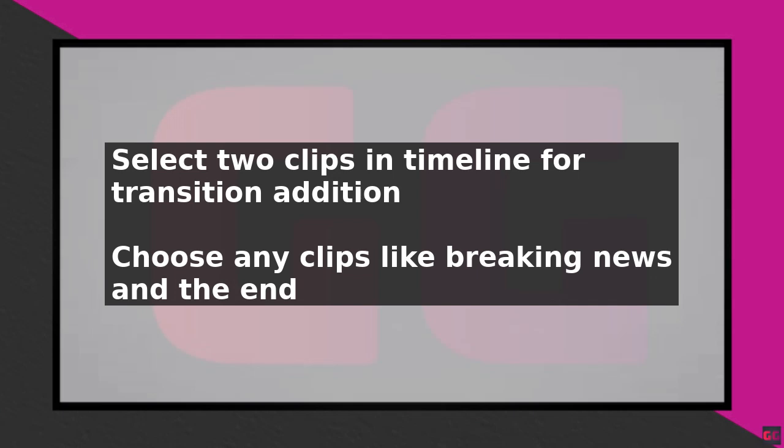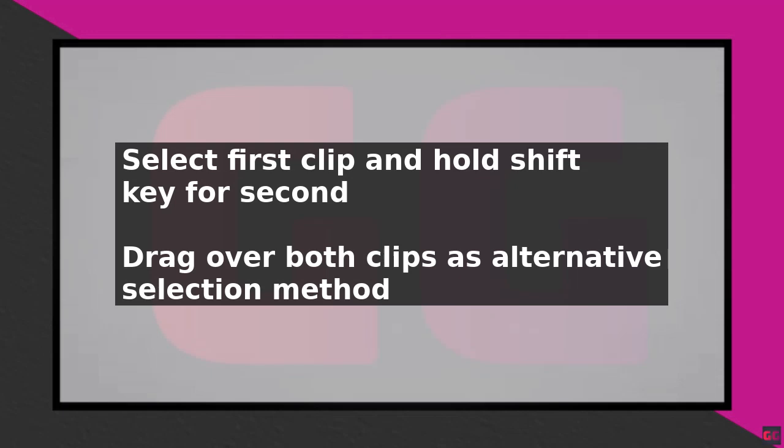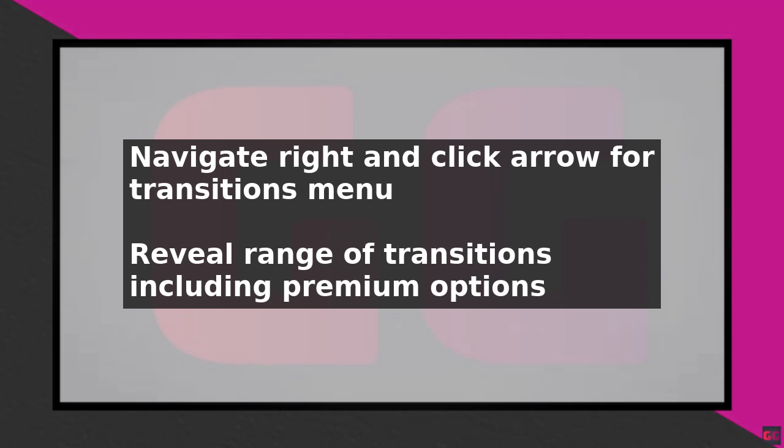Playing these clips back to back results in a rough transition, with the video simply jumping from one clip to the next. To add a transition, select the first clip, hold down the Shift key, and select the second clip. Alternatively, you can drag over both clips to select them. The key is to have both clips selected where you want to add the transition.